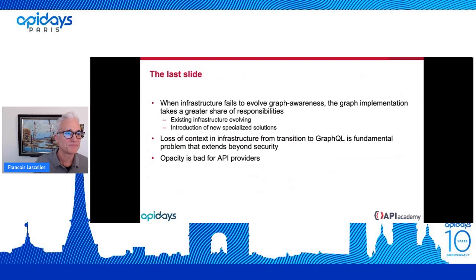So for the last slide, I would conclude by saying when infrastructure fails to evolve a GraphQL awareness, the GraphQL implementation takes a greater share of the responsibility. So existing infrastructure needs to evolve, and you need to potentially introduce new specialized solutions for that. The loss of context in infrastructure from transitioning to GraphQL is a fundamental problem that extends beyond security. We're going to need to fix that. And opacity in general is bad for API providers.